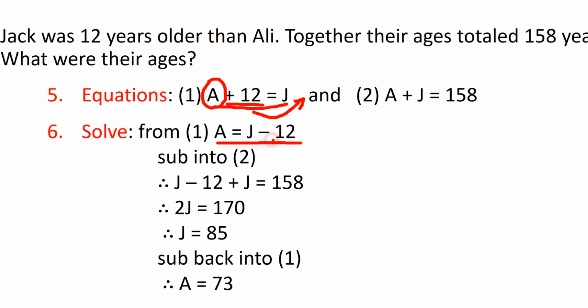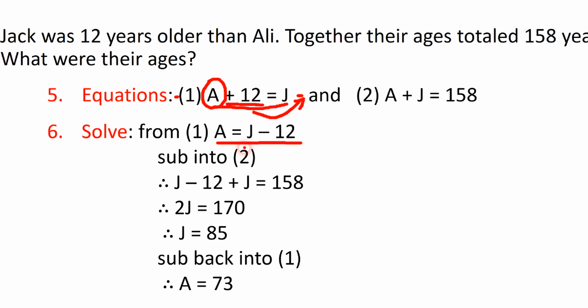A will become J minus 12, right? This 12 shifted to the right side, and the sign became negative, right? This is of course the same as adding a negative 12 to both sides. So on the right-hand side and left-hand side, if I add a negative 12, the negative and positive 12 will get cancelled on the left-hand side, and on the right-hand side now I will get a negative 12, right? So this is the idea.